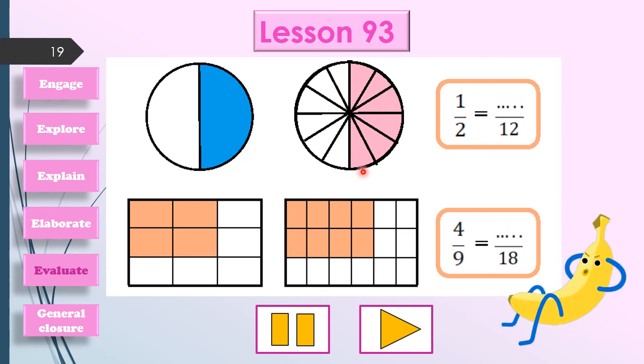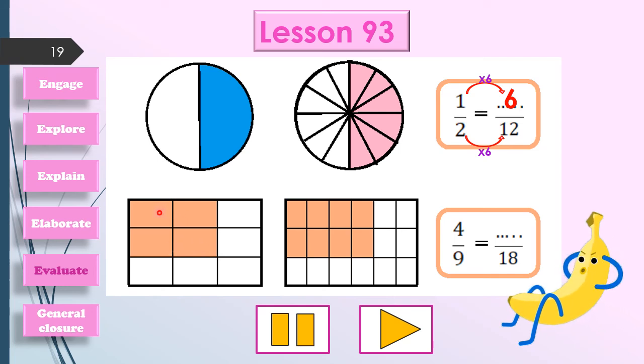Then it will be 6/12 mentally. Then mathematically, ask yourself, 2 by what equals 12? It will be 6. 2 by 6 equals 12. As I do down, I will do up. 1 by 6 equals 6. Then a half equals 6/12. Good job. Let's go to the next one.